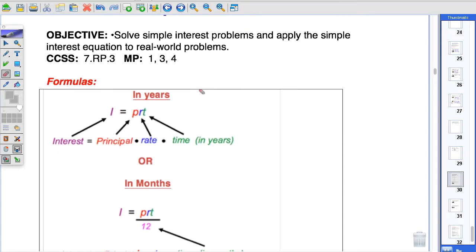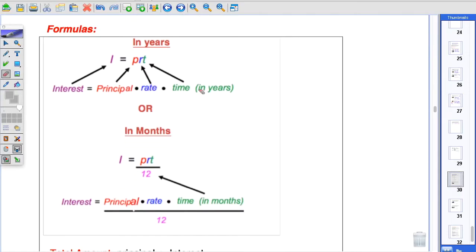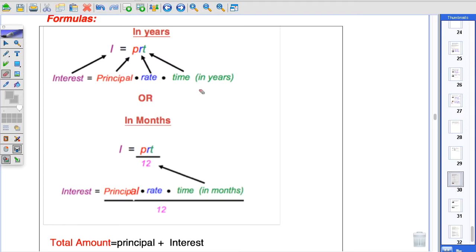The Common Core state standards are listed in the mathematical practices. So we have our formulas in the box. And to find the interest in years, I have the variables that represent. So I is your interest, P is your principal, R is your rate, and T is your time. So the interest is equal to your principal times the rate times your time. Remember, your rate is always written as a decimal.